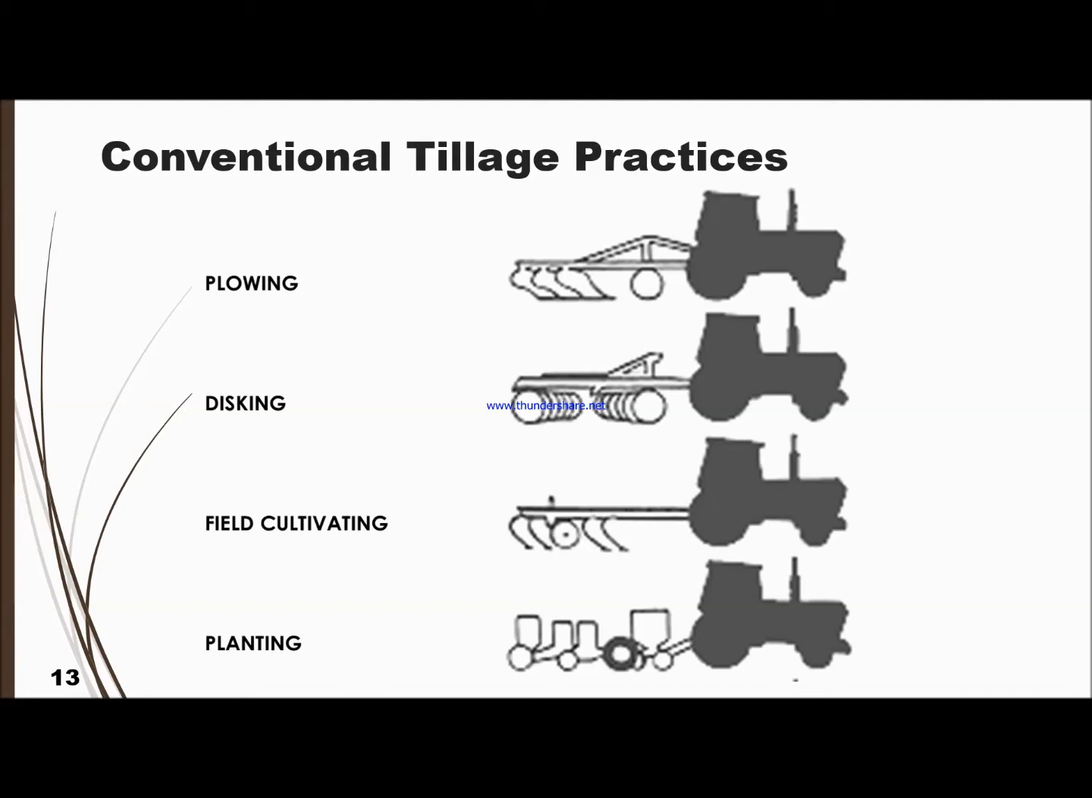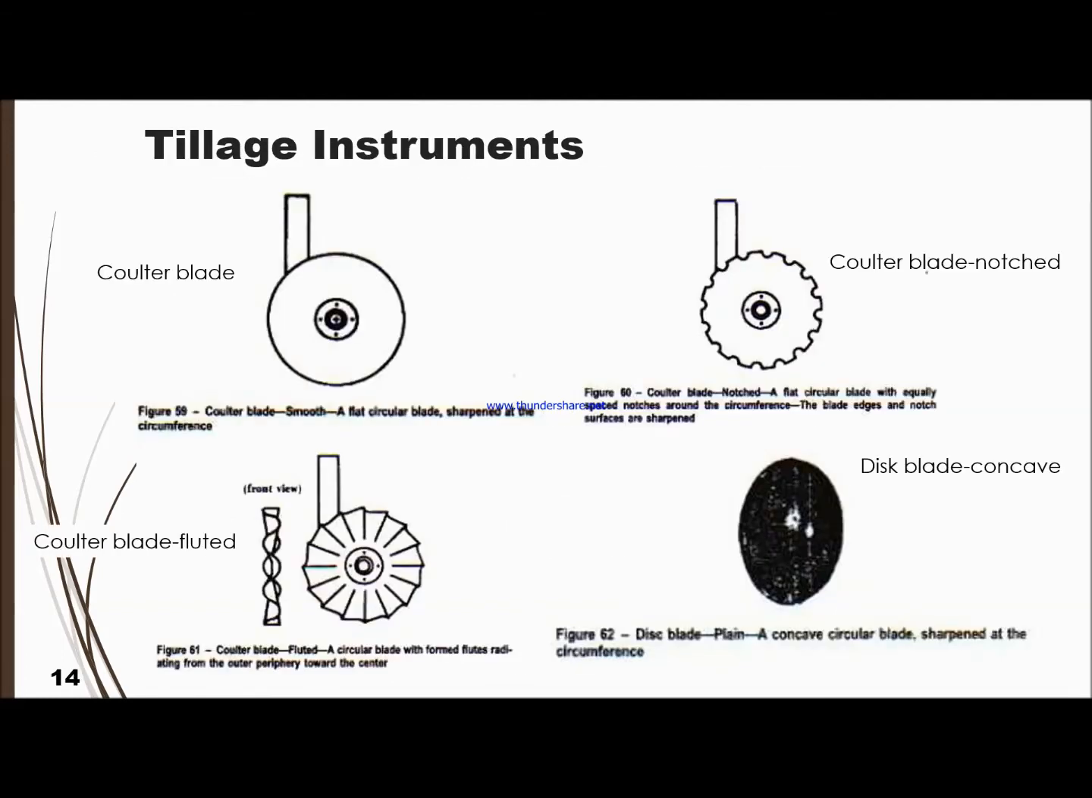So we have plowing, disc, field cultivating, and planting. Planting is an example of the rolling as well as the mechanism to drop the seed. Yeah. And so it's another example of a tillage instrument. We have a cultivator blade. We have a cutter blade with a notch. It's suitable for the heavy clay soil.